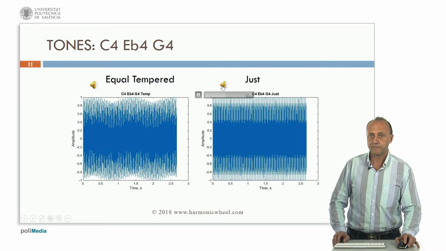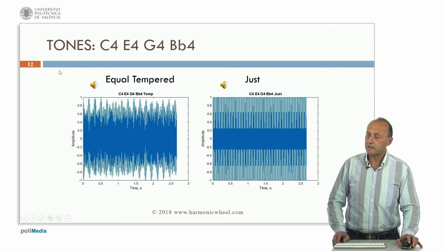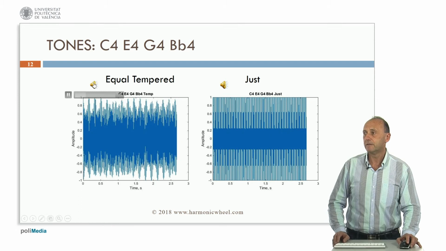And now, let's consider the C dominant seventh chord with tones, equal temperament. We can hear clearly the beats, and in just intonation, there are no beats. Again, equal temperament, with beats, and just intonation, no beats. Now let's consider the armchair.